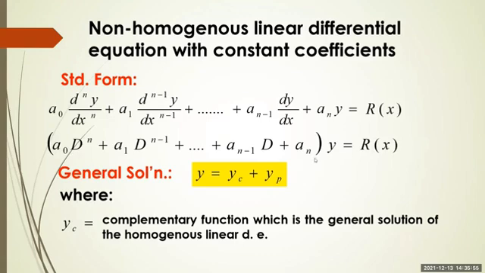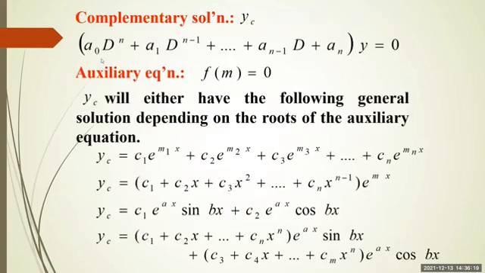For non-homogeneous linear differential equations, what we will be having as a general solution is y equal to yc plus yp. yc is what you call the complementary function, which is the general solution of the homogeneous linear differential equation. So how do we solve that? Similar to how we solved last time, the differential equation is equated to 0. So we have the auxiliary equation equated to 0.